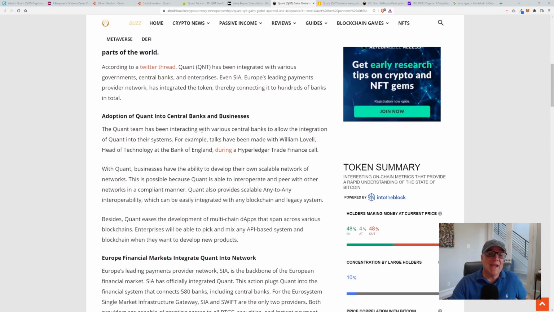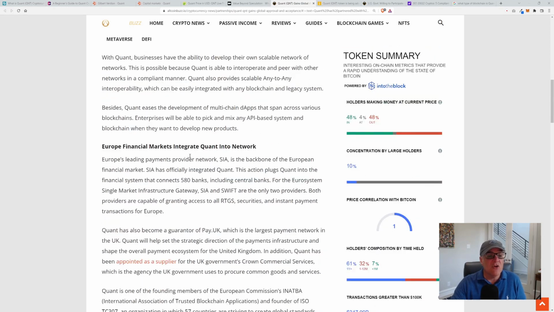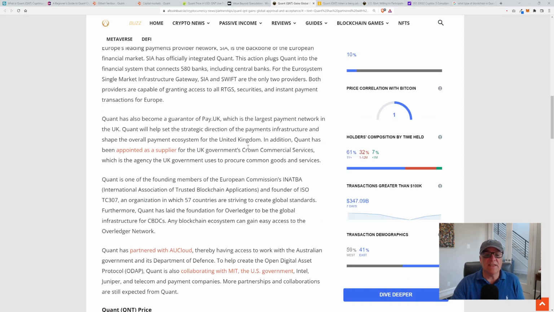The Quant team has been interacting with various central banks to allow the integration of Quant into their systems. They've already had communication with the Bank of England over here. They're dealing with all kinds of other banks. European financial markets integrate Quant into their network. Europe's leading payments provider network, SIA, is the backbone of European financial markets, and SIA has officially integrated Quant. Look at this. Pay UK integrated Quant. And take a look at this. 57 countries are striving to create global standards.